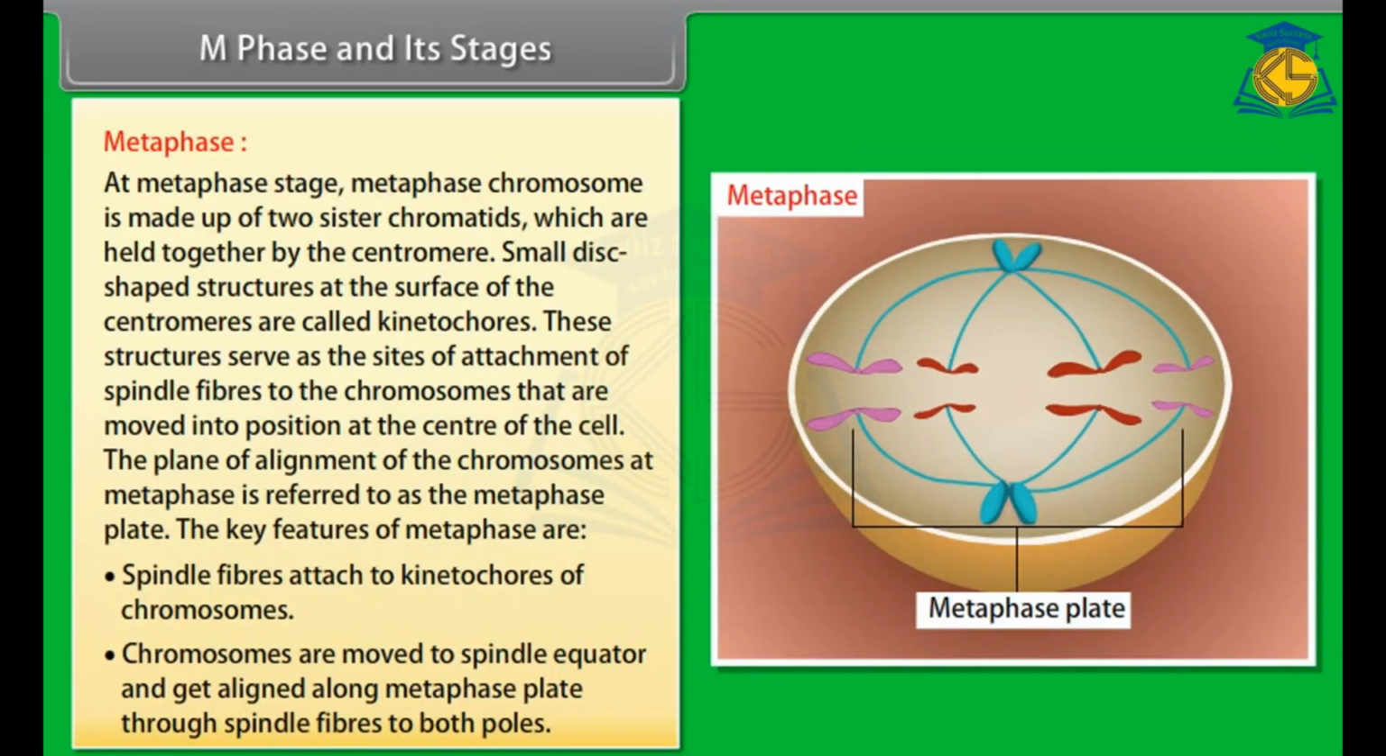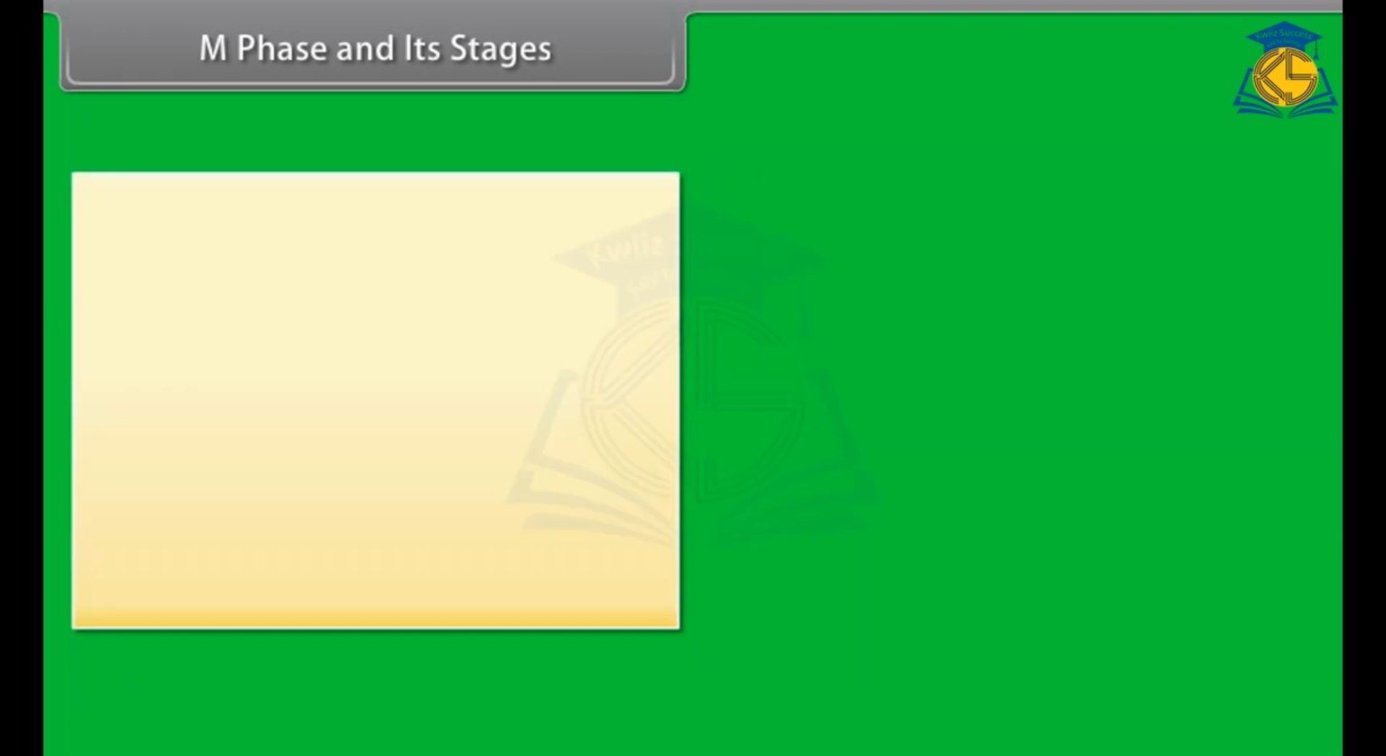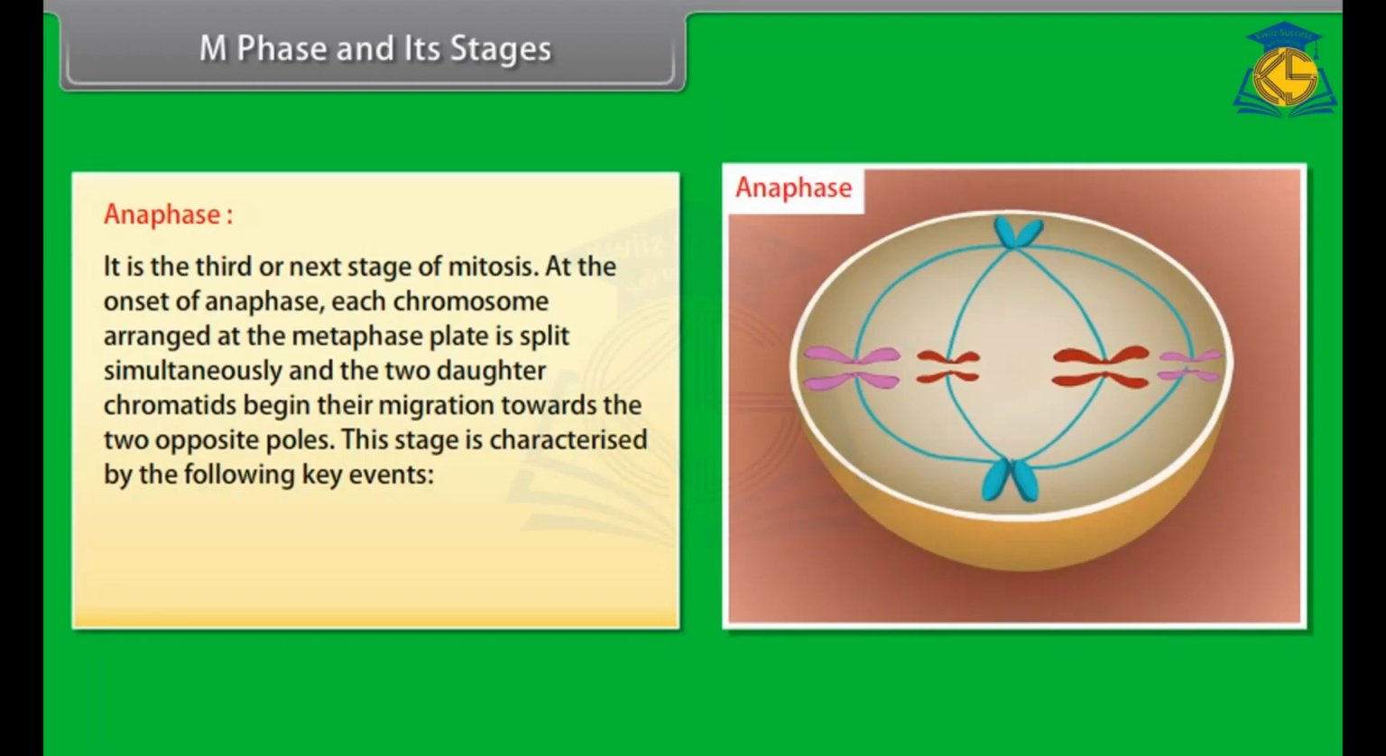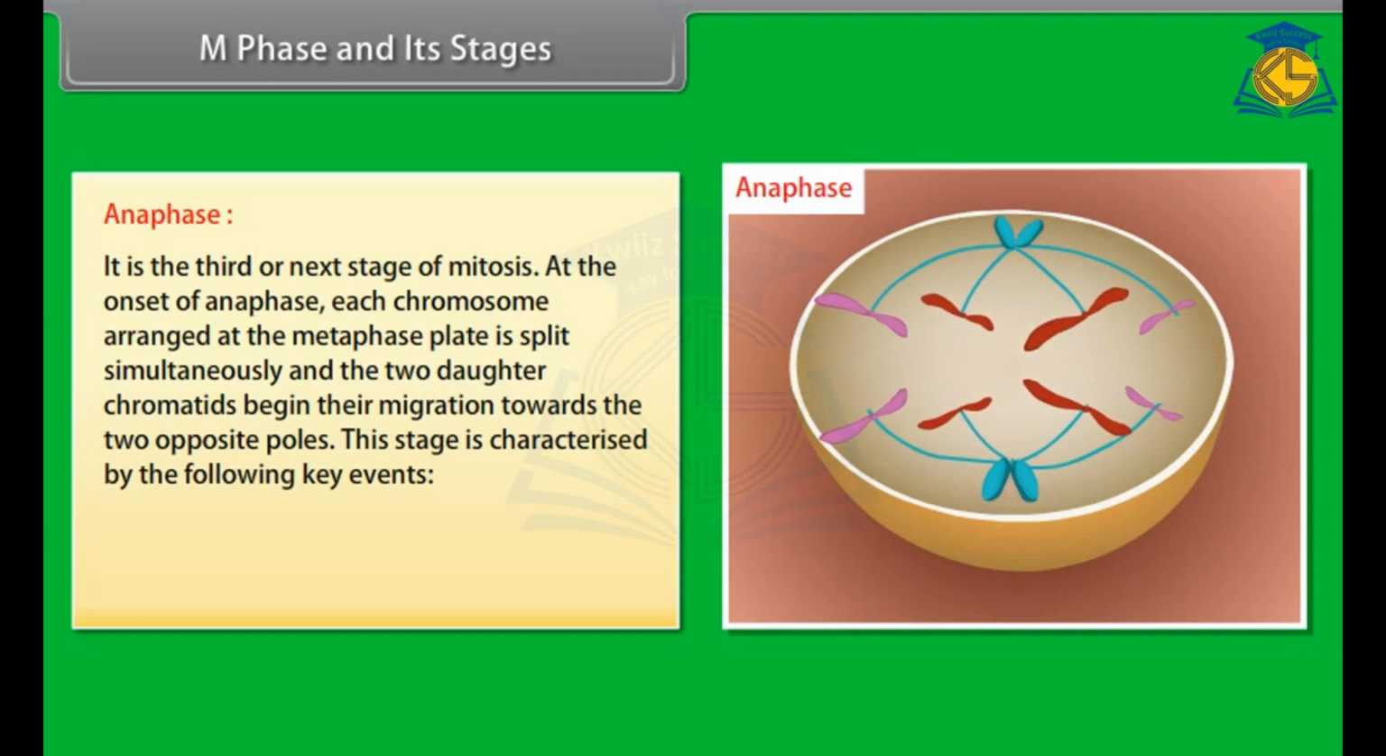Now let us know the next stage of mitosis, that is the anaphase stage. It is the third or next stage of mitosis. At the onset of anaphase, each chromosome arranged at the metaphase plate is split simultaneously and the 2 daughter chromatids begin their migration towards the 2 opposite poles.